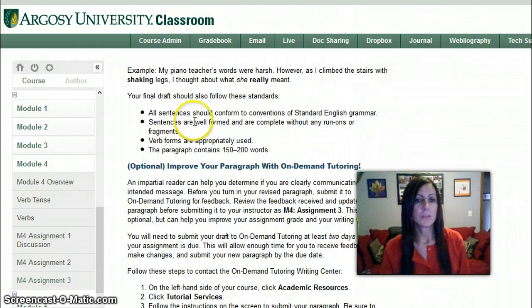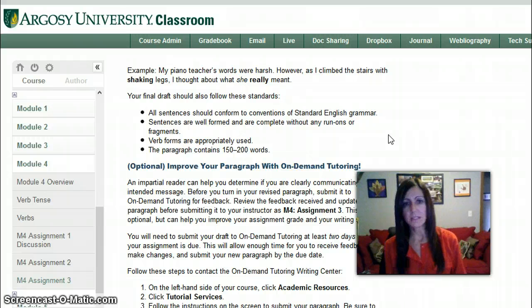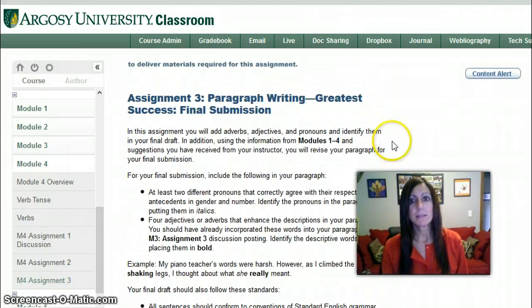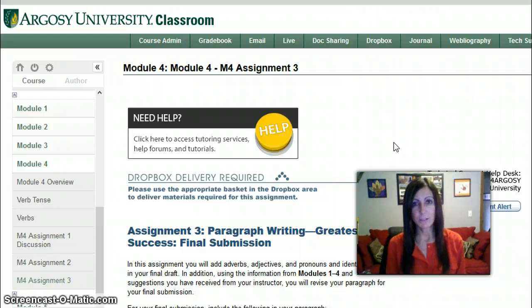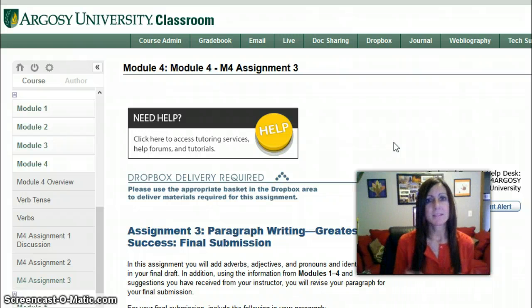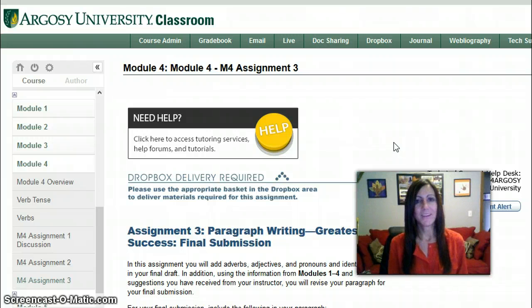Okay, your final draft should also follow these standards. All sentences should conform to conventions of standard English. Sentences are well formed, verbs are appropriately used, and the whole writing needs to be at least 200 words. Okay, so those are just some tips for this week, and I am greatly looking forward to getting through this last week where we look at this for the last time. Next week we'll talk a little bit about it, but this is the last time you will revise it. So have fun with it, make it the best you can make it, and I will chat with you soon. All right, take care out there.